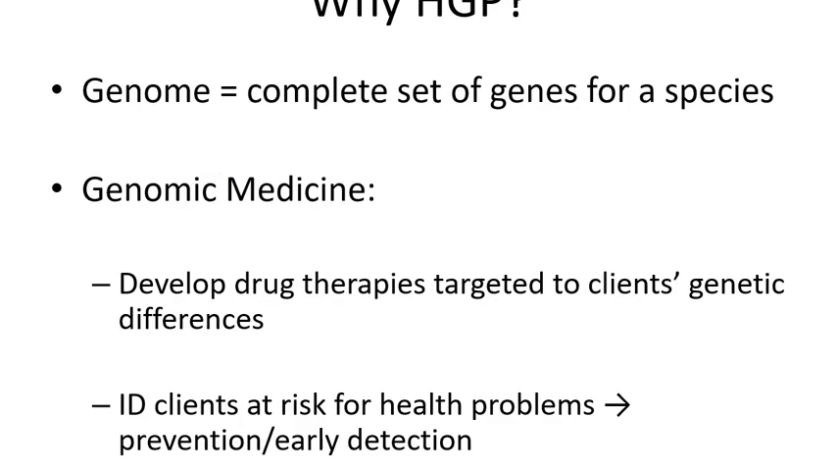So why the Human Genome Project? A genome is the complete set of genes for a species. So every species has its own genome, and it is the commonalities within that species. So the human genome gives you what your normal genetic makeup should be in terms of lack of mutations and changes. The reason that we do genomic medicine is twofold. We can develop drug therapies targeted to a client's genetic difference. We can also identify patients at risk for health problems for prevention and early detection.